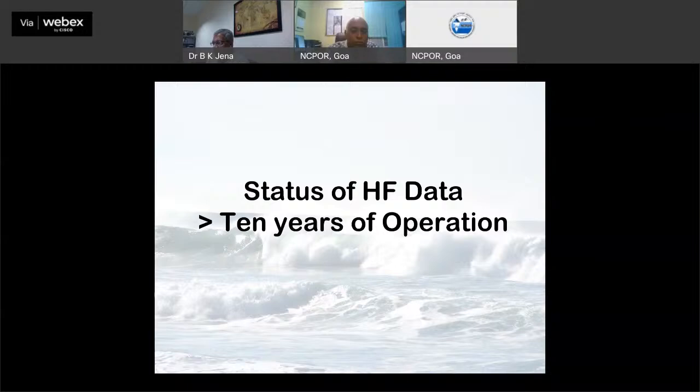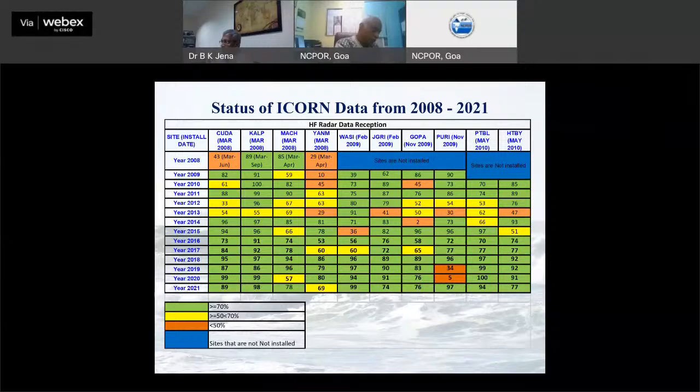So, the status of data: we have more than 10 years. Like today, this year is 14 years of operation. This is our total data recovery. We started in March 2008 from Kadlur, Kalpakam. At Kalpakam, we are all the time above 90 or 100% because the infrastructure provided by ICORN Kalpakam is very good. There is no power cut, no problem happening here. So we are very good. The major issue we face is power shortage and maintenance work due to the remote sites themselves.